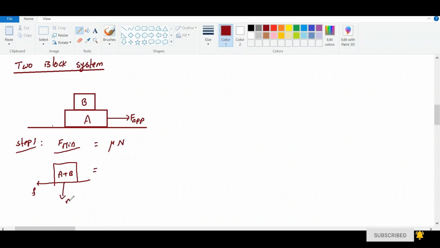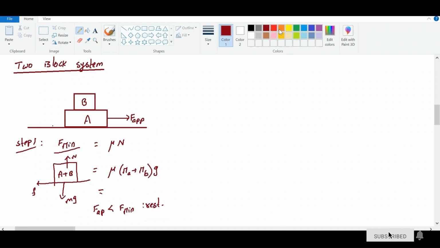Here the downward force is mg, and the upward force is the normal force. Mu is the coefficient of friction between block A and the ground, and N is the mass of A plus mass of B into g. So this is the minimum force required to start the motion. If the applied force is more than this, the block will move. If F applied is less than F minimum, both the blocks will be at rest.